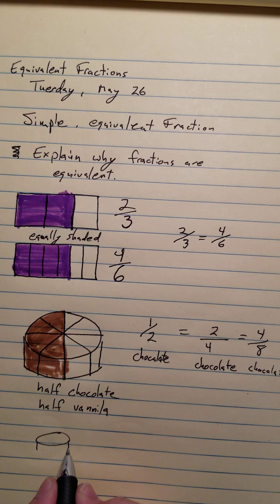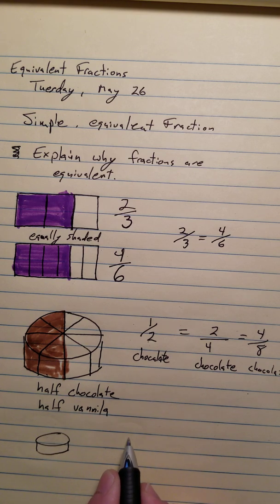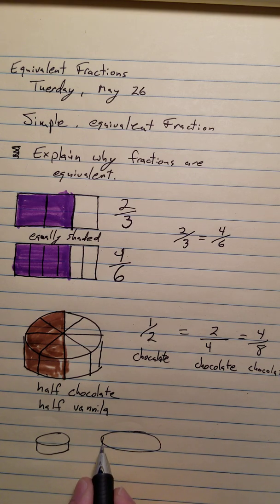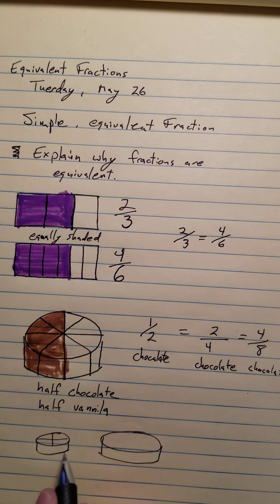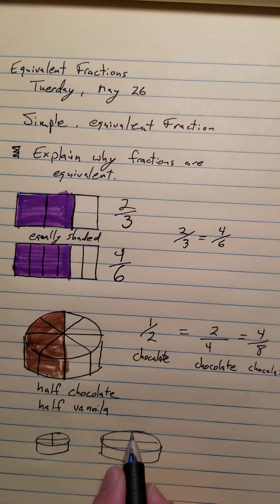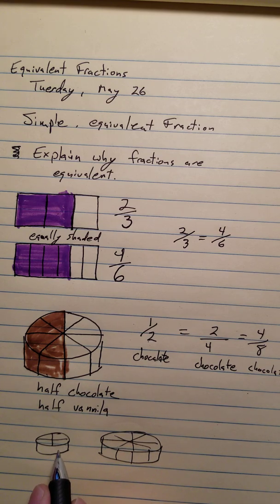Because if I have this small cake and a large cake, this is divided into fourths, this is divided into eighths, it is not equal because we're talking about two objects that are different sizes. They're different sizes, so it just doesn't work.